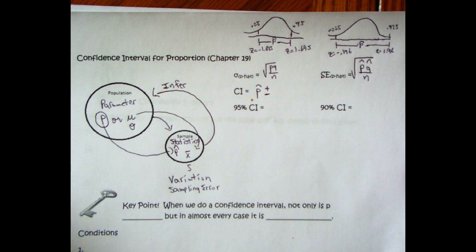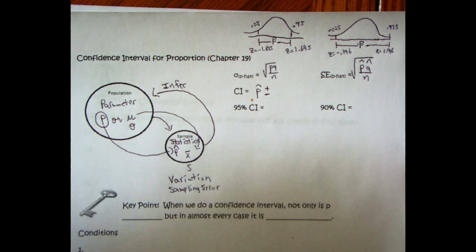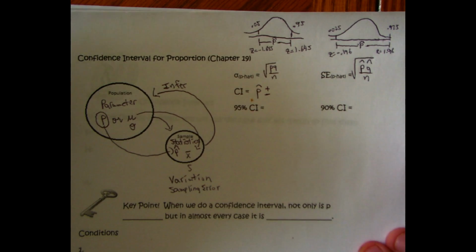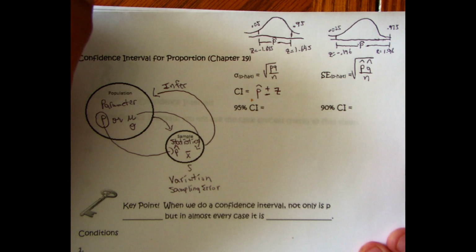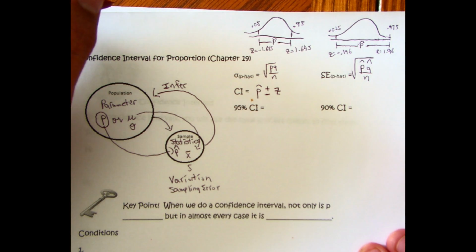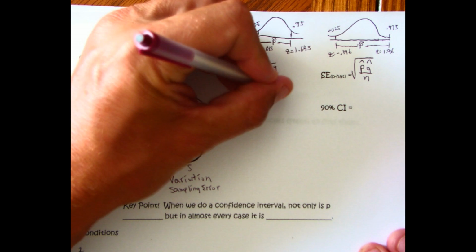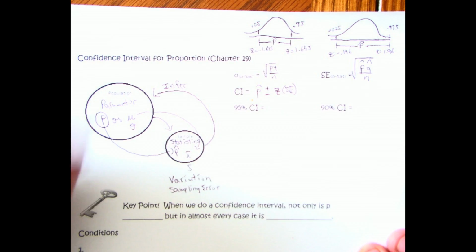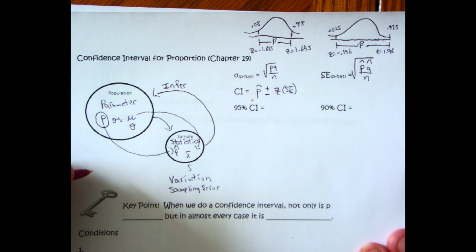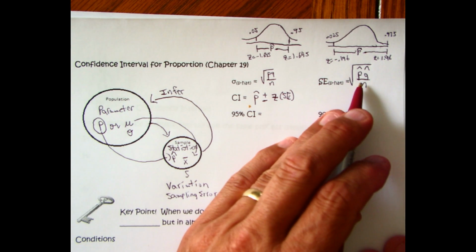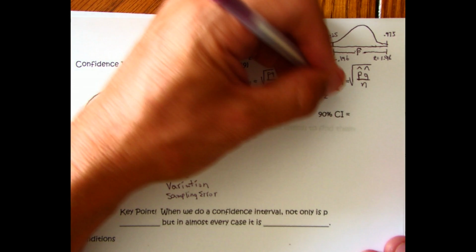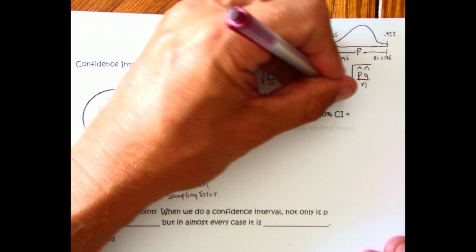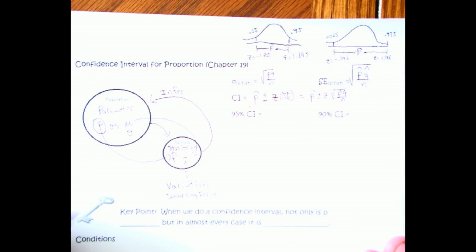Now we're going to do how far this interval is going to go. Well, how far is that interval going to go? It's going to go whatever our z-score is times our standard error. Well, what's standard error? We already determined standard error is right there. It's the square root of p hat q hat over n. So we're going to do p hat plus or minus z times the square root of p hat q hat over n.